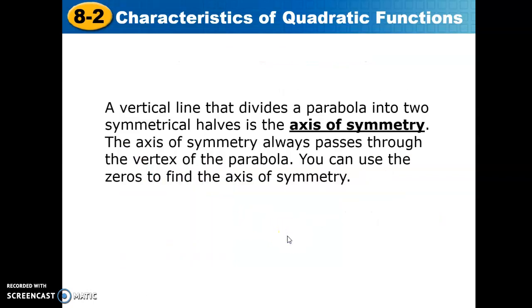Next characteristic we're going to talk about is the axis of symmetry. As I mentioned in the previous lesson, if you were to fold your graph paper in half, you would see that it's a symmetrical parabola. So we have a line that divides that parabola in two, and that's called our axis of symmetry. I want you to write down the definition. Also write down the notes here that you can find the axis of symmetry by using the zeros and also the fact that it passes through the vertex of the parabola. So make sure you're getting those keywords down, okay?